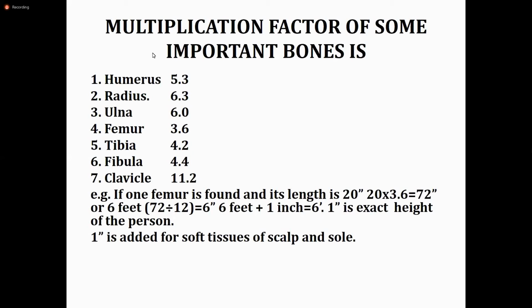So how do you calculate? For example, if one femur is found, let's say its length is about 20 inches. So 20 multiplied by, what's the constant factor for femur? You can see on the slide, 3.6. This will give you approximately 72 inches or 6 feet. To this 6 feet, obviously, like we said, add 1 inch for the soft tissues of the scalp and the sole, and you get 6 feet 1 inch, which would be the exact height of the person. So this is how you measure that. Roughly, if you get a bone, you could say that this was the height of the person when he was alive.